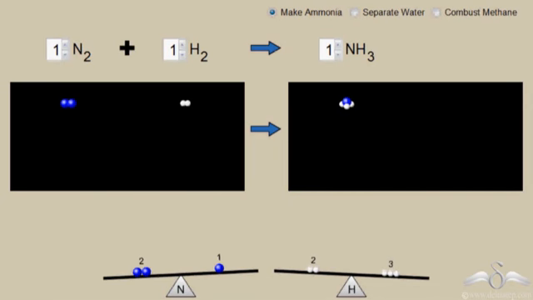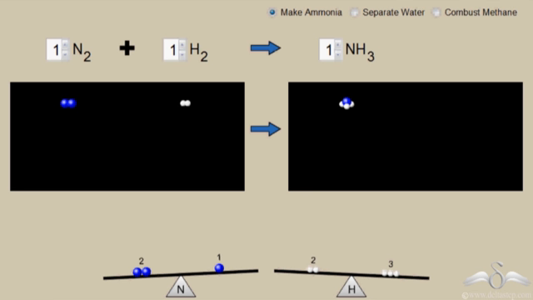Let's look at one equation. Nitrogen combines with hydrogen to form ammonia. So if you look at the molecular level, we have 1 molecule of nitrogen. Each molecule contains 2 atoms of nitrogen. Similarly, 1 molecule of hydrogen contains 2 atoms of hydrogen. And 1 molecule of ammonia contains 1 atom of nitrogen and 3 atoms of hydrogen. Now if we observe the scales, we see that both hydrogen and nitrogen are not balanced.